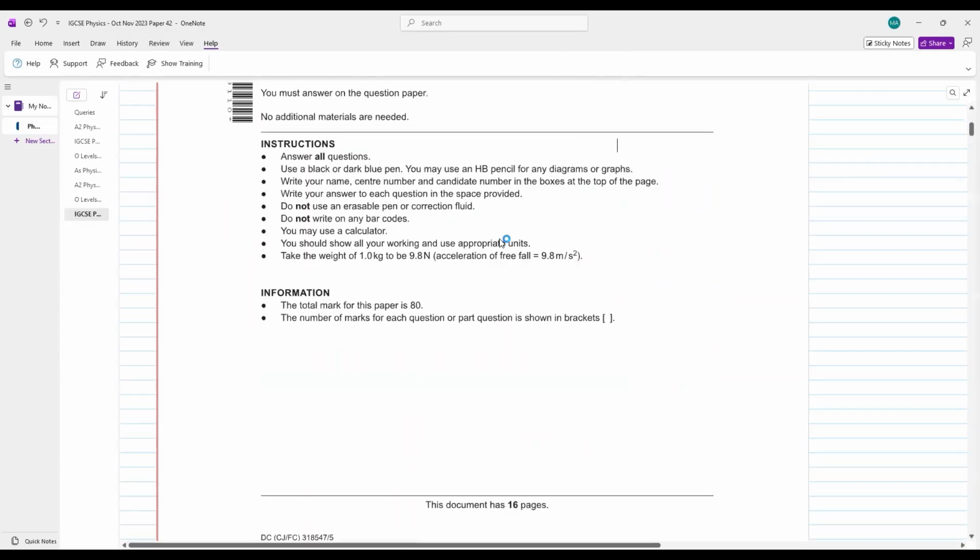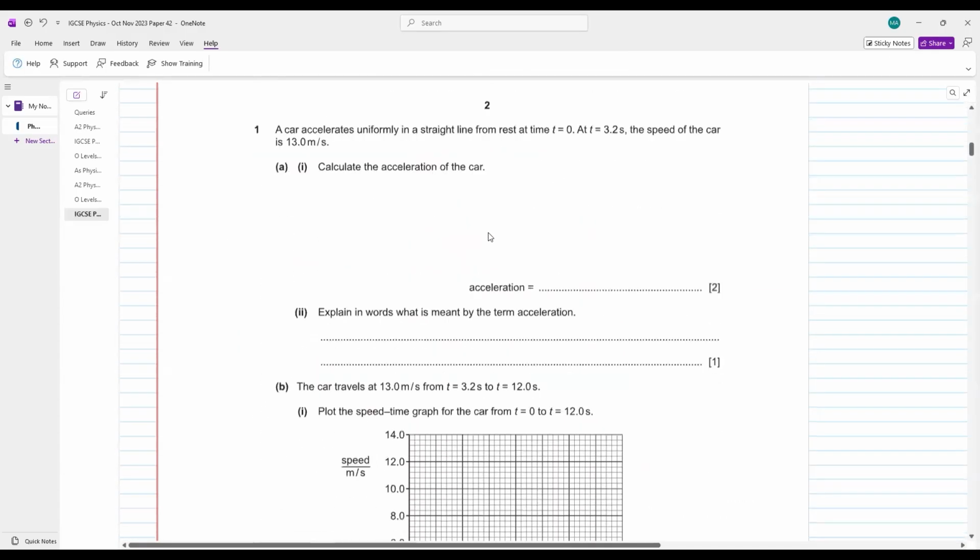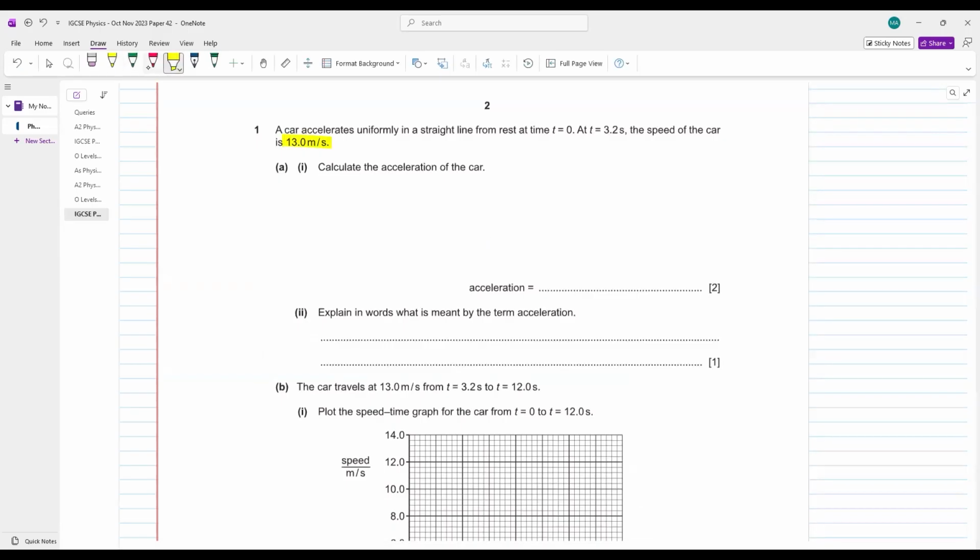Let's start doing it. So, a car accelerates uniformly in a straight line from rest at time t equals 0. At time t equals 3.2 seconds, the speed of the car is 13 meters per second. So, beta, your initial speed is what? Your initial speed is 0. You are starting from rest. Your final speed is 13 meters per second. Your time is 3.2 seconds. Can you calculate the acceleration?